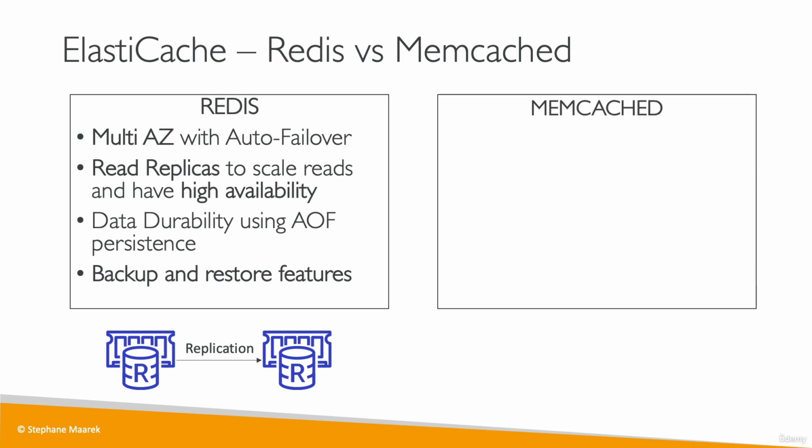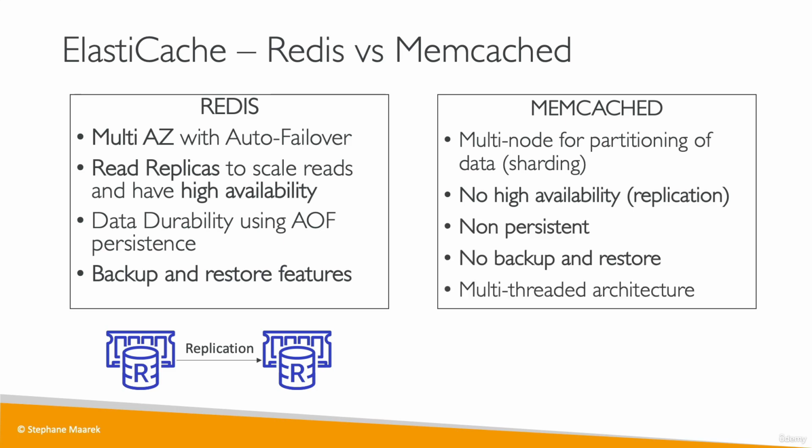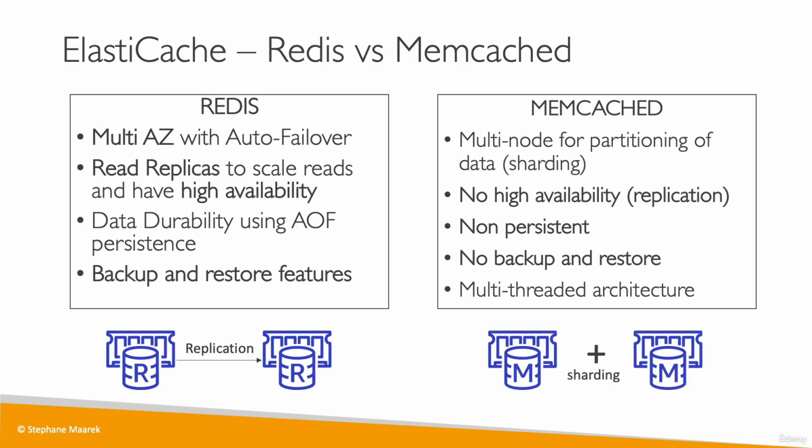Whereas Memcached is using multi-node for partitioning of data, so it's called sharding. There is no high availability, there's no replication happening. It's not a persistent cache, there's no backup and restore, and this is a multi-threaded architecture. So we have multiple instances altogether working in Memcached with some sharding. So the idea that you need to remember is that Redis really is here for high availability, backup, read replicas, this kind of stuff. Whereas Memcached is a pure distributed cache where you can afford to lose your data, there's no high availability, and there's no backup and restore. So these are the main differences that you're going to have between the two technologies.